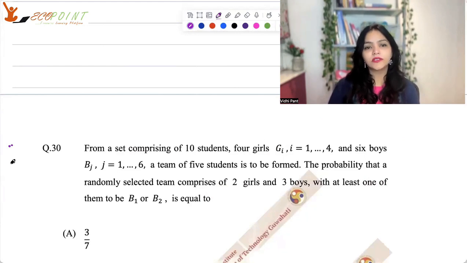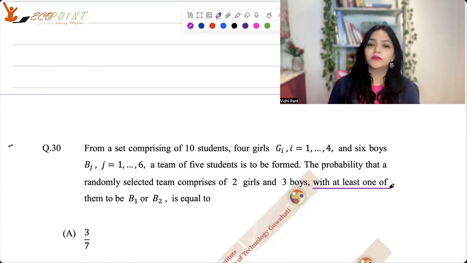Next question. From a set comprising of 10 students, 4 girls, G1, G2 till G4, and 6 boys, B1, B2, B3, B4, B5, B6, a team of 5 students is to be formed. The probability that a randomly selected team comprises of 2 girls and 3 boys, with at least one of them to be B1 or B2.